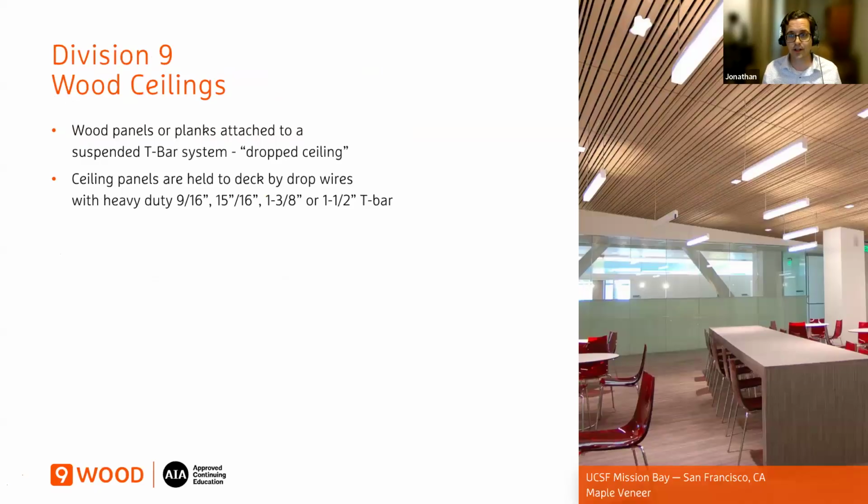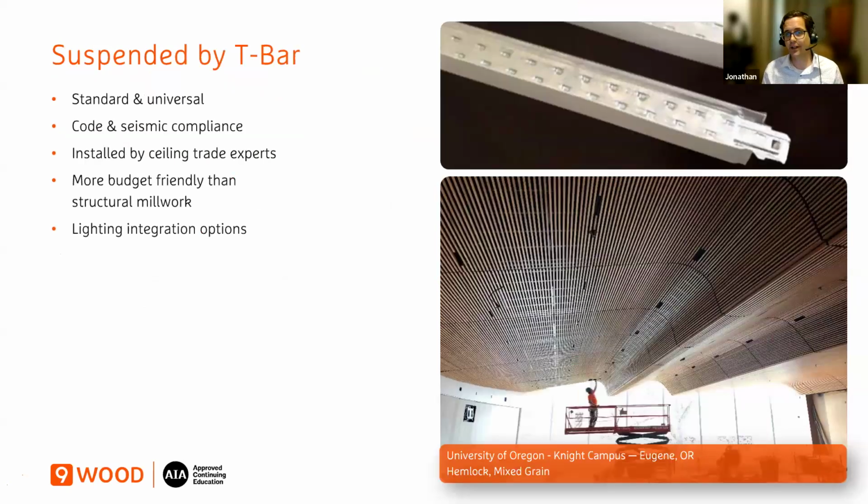So first off, we're talking about Division 9 wood ceilings. These are wood panels or planks that are suspended by T-bar, typically 15/16. And the good news is that they're standard, universal, so it's readily available. It's in almost every commercial building. And there's a lot of professional acoustical subcontractors that put up this grid all the time, and also work with wood ceiling manufacturers. It's a little bit different. Wood ceilings are heavier. They do require a heavy duty T-bar, typically 15/16, as I mentioned, but it's seismic and code compliant. It's readily available and relatively easy in that regard.